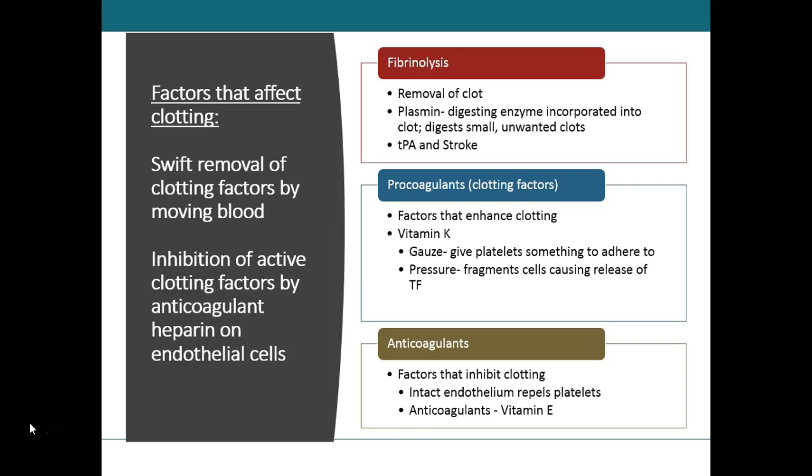The damaged vessels cause the release of substances that are going to activate that plasminogen to active plasmin. Once plasmin is formed, it can dissolve the clot away by digesting those fibrin threads and inactivating some of the substances involved with clotting, such as fibrinogen and prothrombin and some of the clotting factors.